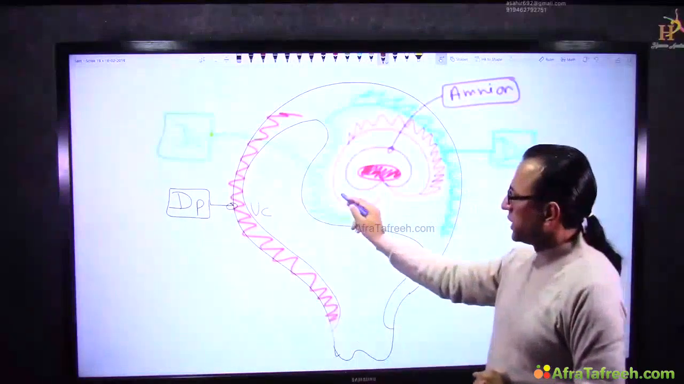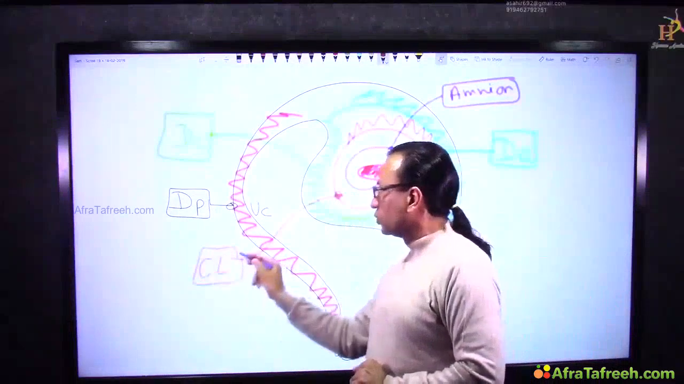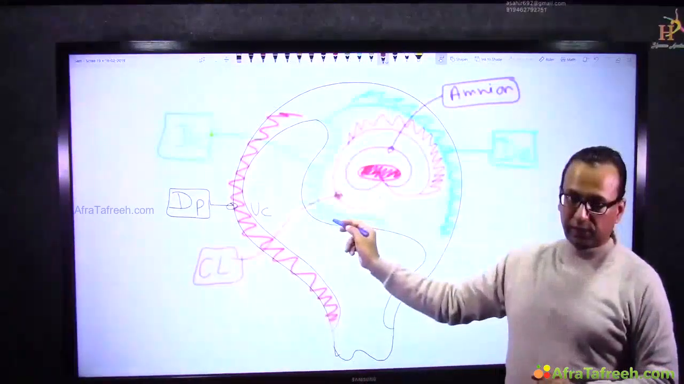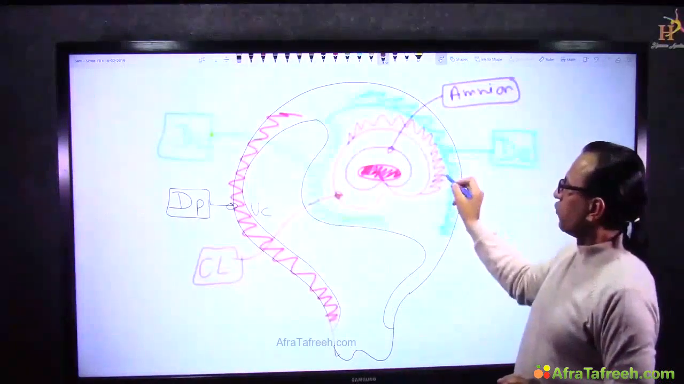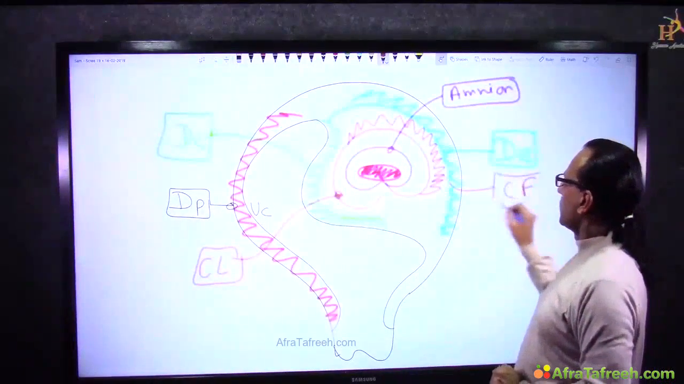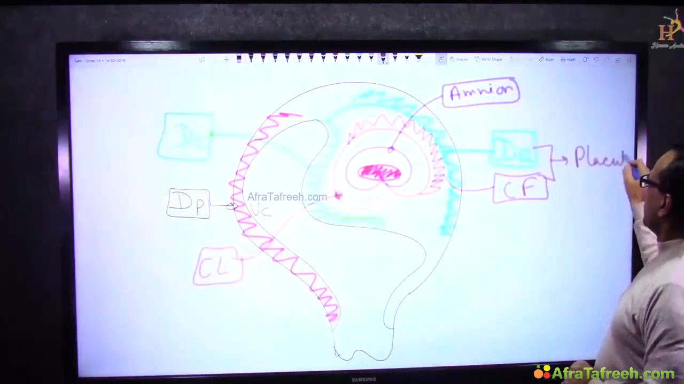And what is this? This is the chorion laeve. So that is the chorion laeve towards the decidua capsularis. This is not placenta. It is these finger-like projections, which is chorion frondosum. So chorion frondosum plus decidua basalis, together they form the placenta.